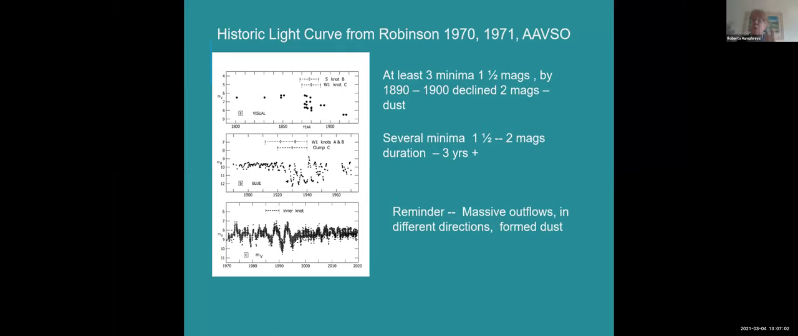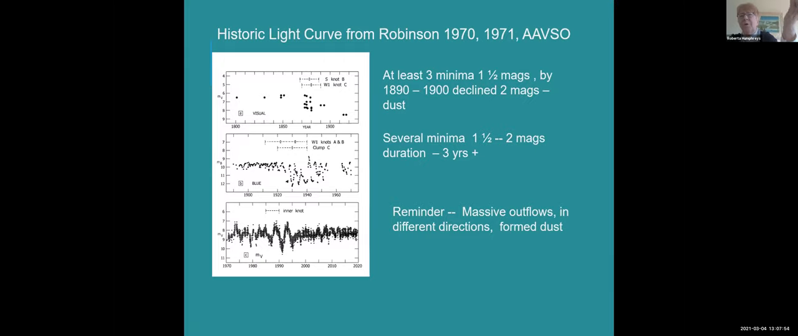So instead of a uniform circumstellar shell completely obscuring VY Canis Majoris, what I'd like to suggest is that the current obscuration is actually due to a former ejection, basically an outflow or knot of material that was nearly in our line of sight. Bear in mind that these massive outflows that we see in the image were ejected not only at different times, but in different directions and with different orientations with respect to the plane of the sky. So they're coming from different regions on the surface of the star. I'm suggesting its current deep minimum, its current faint magnitude of 8.5, is due to dust and obscuration from one of these ejections.